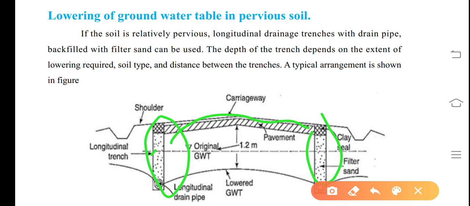As we have already pointed out in the previous slide, this is 1.2 meter. This is the original groundwater table, GWT, and longitudinal drain pipes are provided at the bottom of the trench. Therefore, this groundwater table is lowered by this much. If the soil is relatively pervious, longitudinal drainage trenches with the drain pipe backfilled with filter sand can be used.